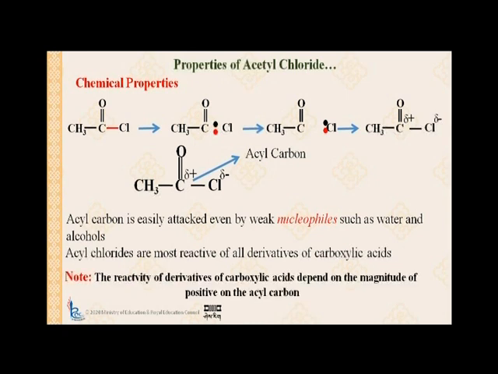Because here we must know a point: the reactivity of the derivatives of carboxylic acid depends on the magnitude of positive charge on the acyl carbon. So because of the presence of chlorine, the magnitude of positive charge on the carbon has increased a lot. And because of this increase, this carbon is very susceptible to being attacked by nucleophiles, even by weak nucleophiles such as water and alcohol. And that is why it becomes highly reactive compared to the other three derivatives of carboxylic acids. So this is with regard to the first derivative.